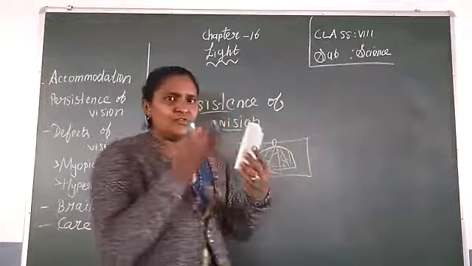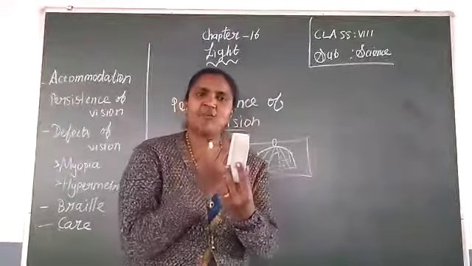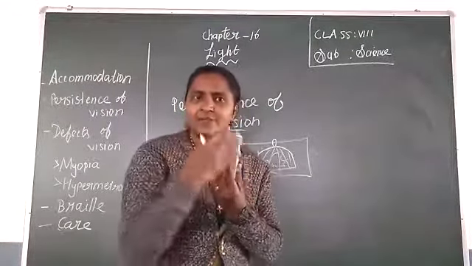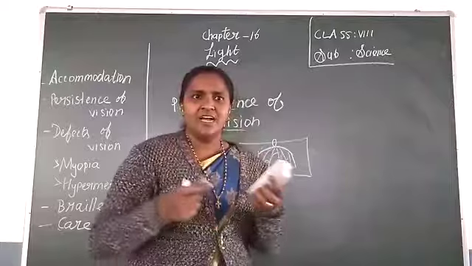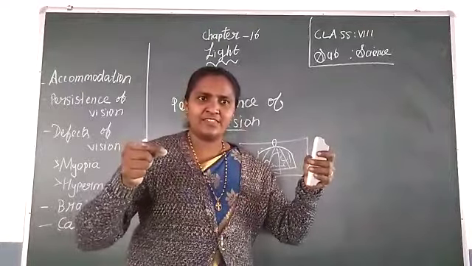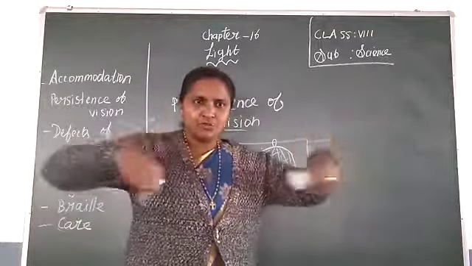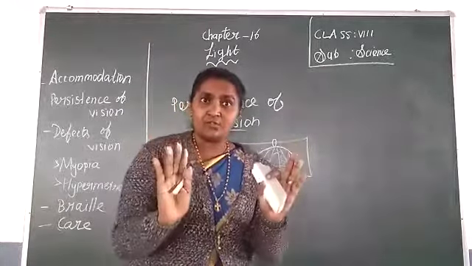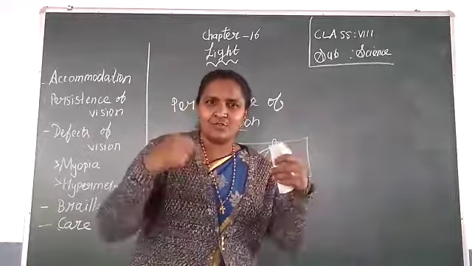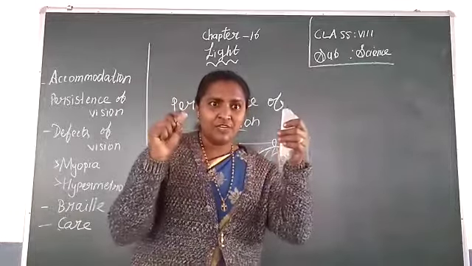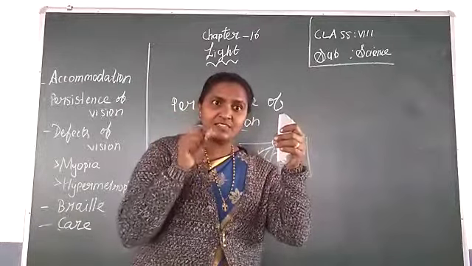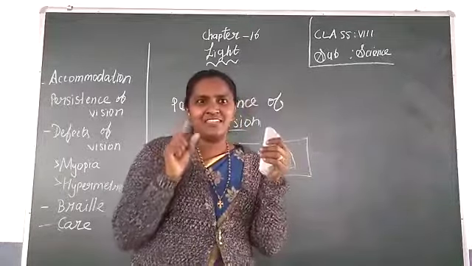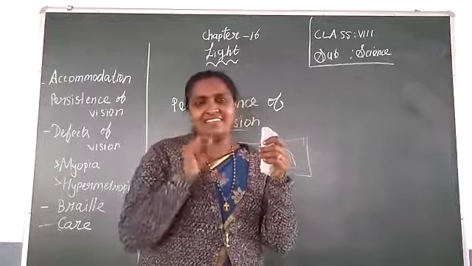Take one cardboard. On one side you paste a picture of a bird. On the other side you paste a picture of a cage. Make two holes at the two corners and tie them with a thread. You rotate the card. Now stop the rotation. You can see that this bird seems to be sitting inside the cage.